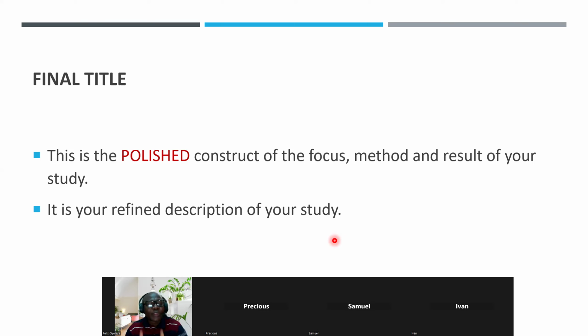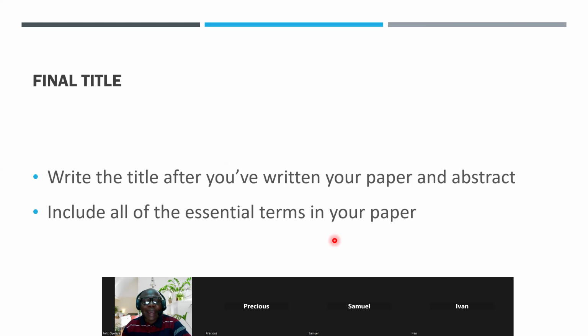So again, based on the stage of your work, you are bound to have a working title at the beginning. And when the work is concluded, mark my word, concluded, you will have a final title. In fact, you will need to write the final title after you have written the paper and even the abstract. You must have written the abstract before you write your final title, because the title must reflect what is in that particular finding, what is in that paper, which may be different from the working title at the end of the day.